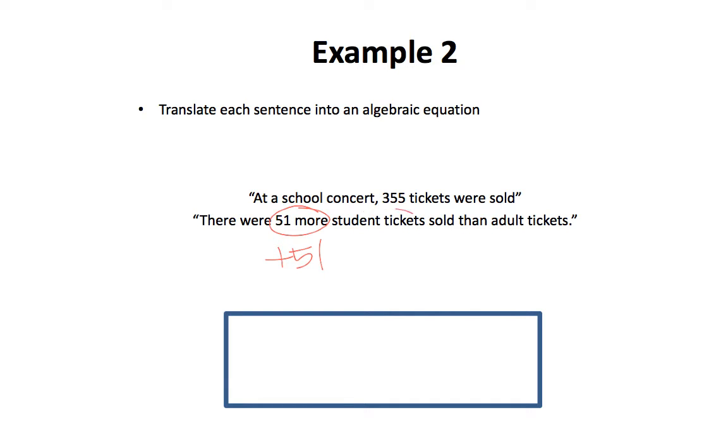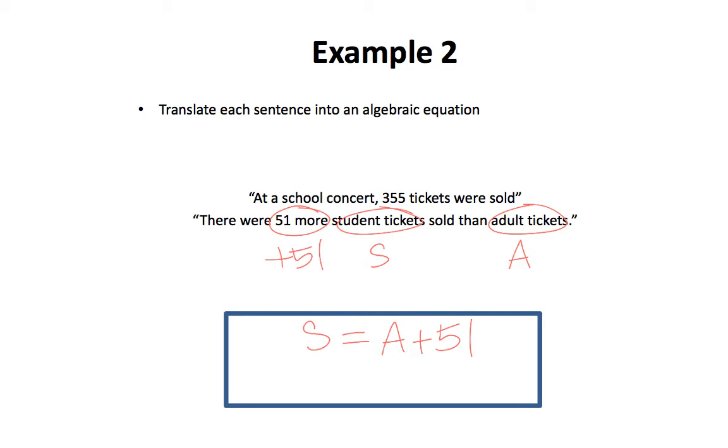Student tickets can be represented by the variable of S, and adult tickets can be represented by the variable of A. Therefore, when I put all of these things together, I get S is equal to A plus 51, which corresponds to there were 51 more student tickets sold than adult tickets. Next, I want to take a close look at the first sentence.